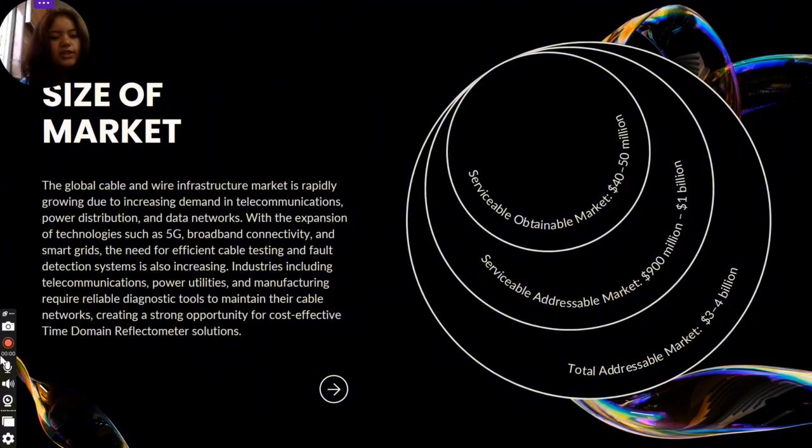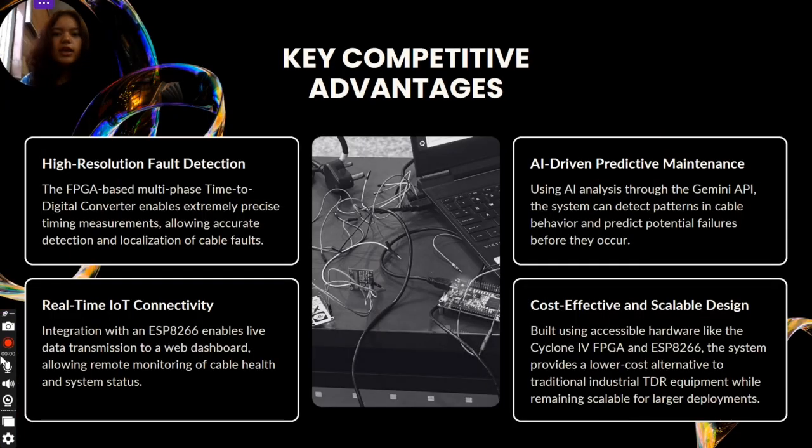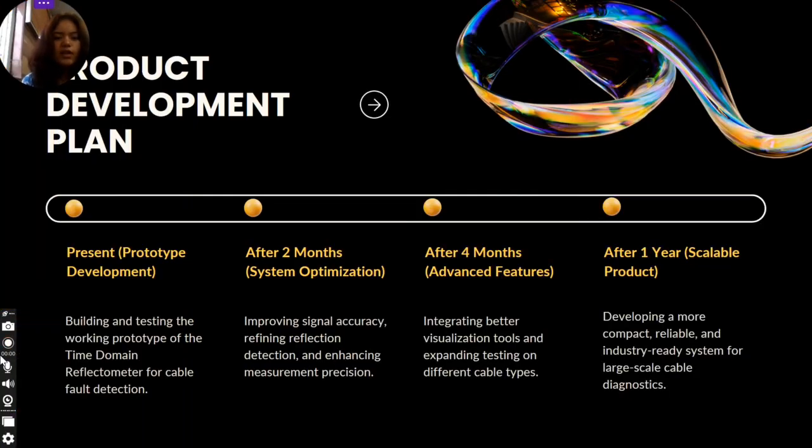for cost-effective TDR solutions. Our key competitive advantages are: first, we are providing high-resolution fault detection. Second, we are using AI-driven predictive maintenance. Through using the GEMINI API, the system can detect patterns in cables' behavior and predict potential failures before they occur. Third, we are using real-time IoT connectivity. With the help of the ESP8266, we are enabling live data transmission to a web dashboard. Fourth, it's a cost-effective and very scalable design.